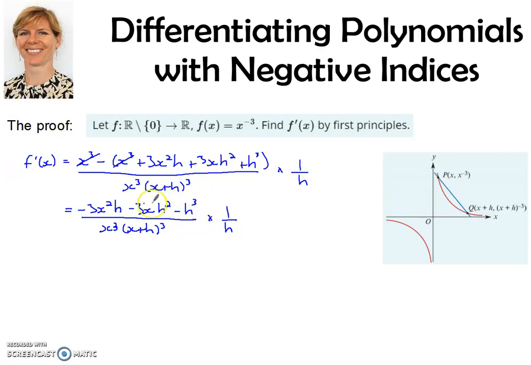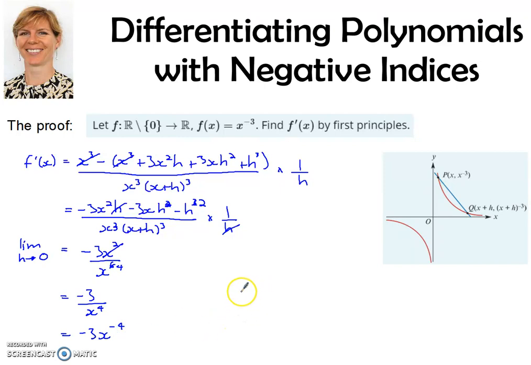So I can cancel the h's on the top here with the h on the bottom there, so that gets rid of that one, gets rid of one of those, gets rid of one of those. Okay, and now what I'm going to do is my limit. So I want the limit as h tends to 0. And when that happens, that makes this 0, it makes this 0, and it also makes this part 0, so that just becomes x cubed there. So what I've got is negative 3x squared over x to the power of 6. When I cancel that with that, I get negative 3 over x to the power of 4, or negative 3 x to the power of negative 4.